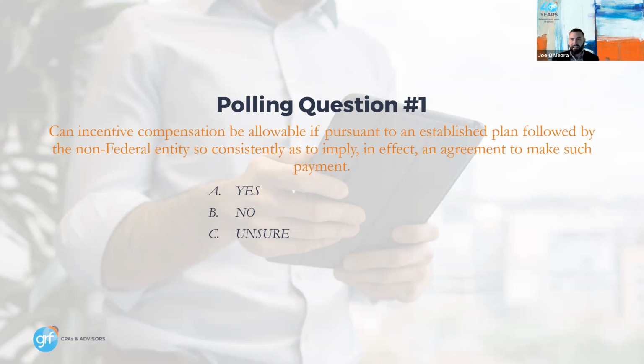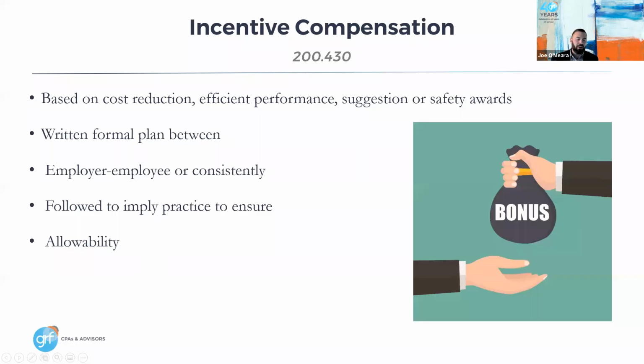And if we advance to the next slide here, you'll see that there are some criteria though. If it's based on cost reduction, efficient performance, a suggestion or safety award, as long as there's a written formal plan between the employee and the employer, and it's consistently applied, then it is allowable.